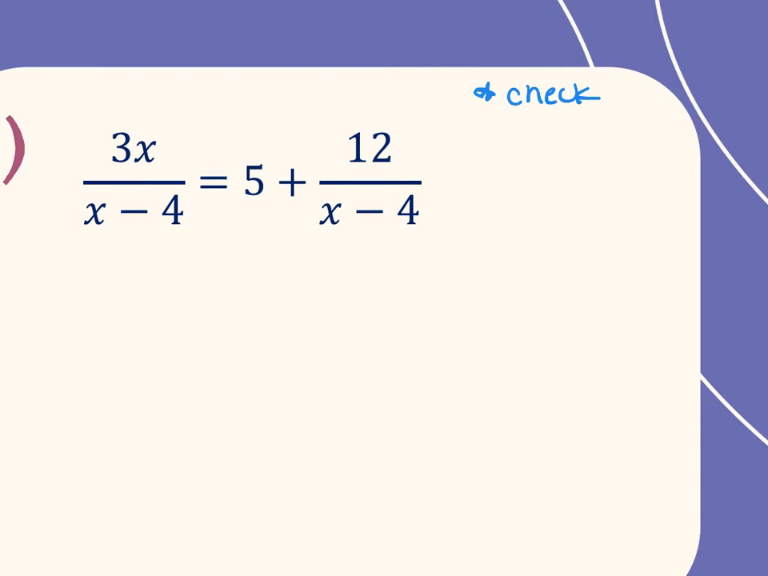If you want to do it from the beginning, you can say, okay, these denominators cannot equal 0, which means if I get an x that is 4, then I have a problem. If you want to do it from the beginning, do it. If you want to wait till the end, wait. Just make sure you check these.